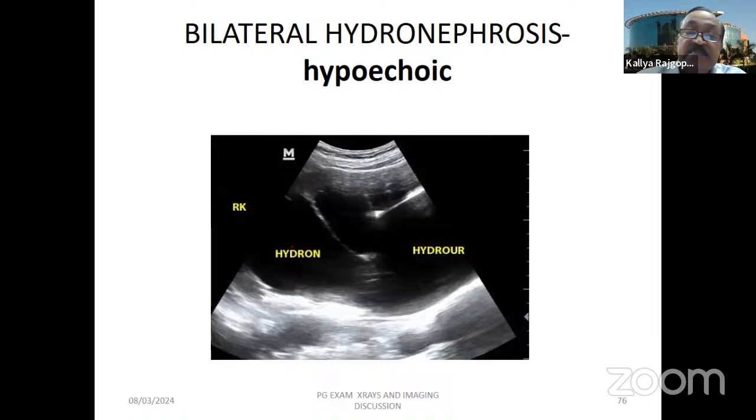This is one example just to show you the right kidney and left kidney you can see here. So very classical fluid, right? So this is a hydronephrosis. And you can see some renal tissue also above there. There's renal tissue.